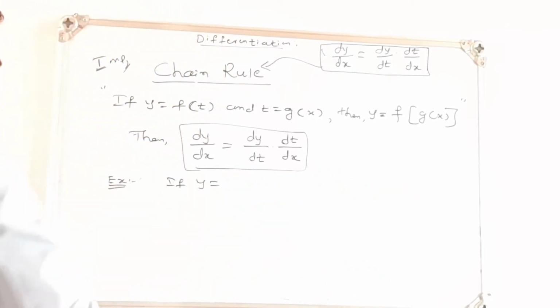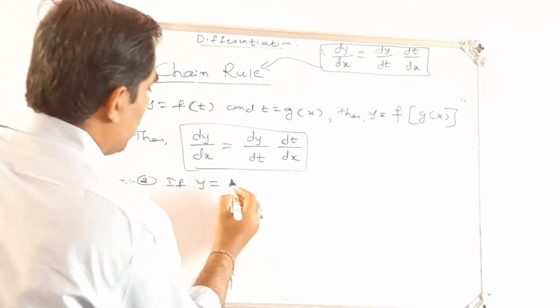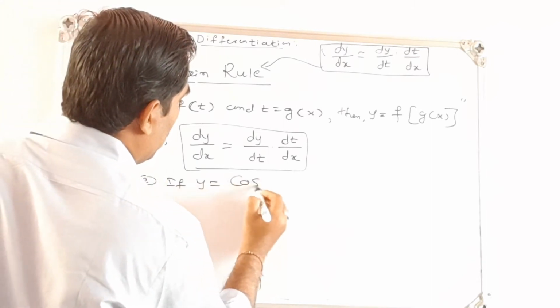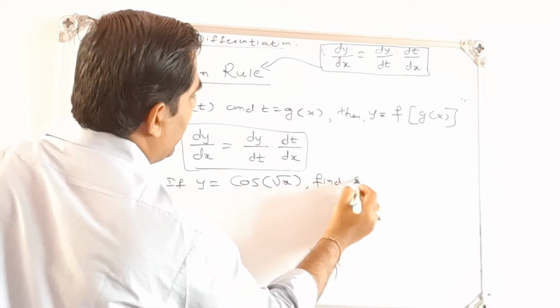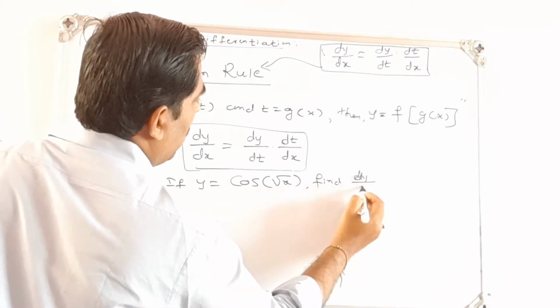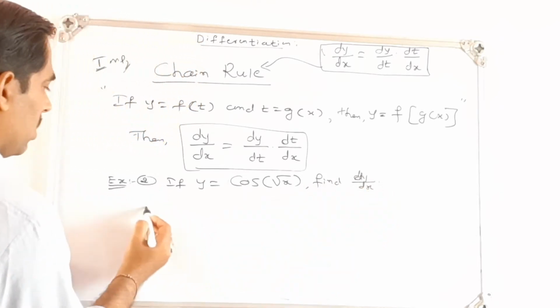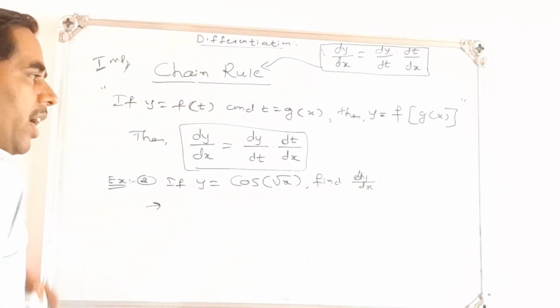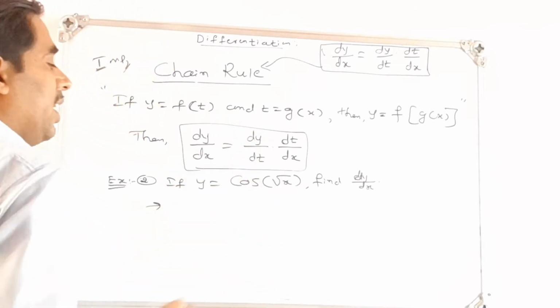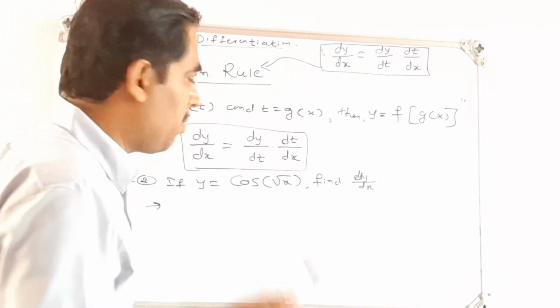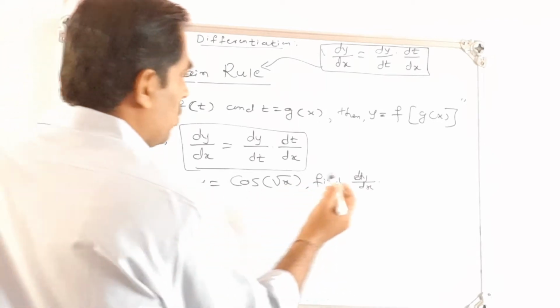Okay, so let me consider another example. Let me call this equation 2. If y is equal to cos root x, find dy by dx. So I will directly differentiate it. It is a composite function. That is a very important one. How would you say it is a composite function?